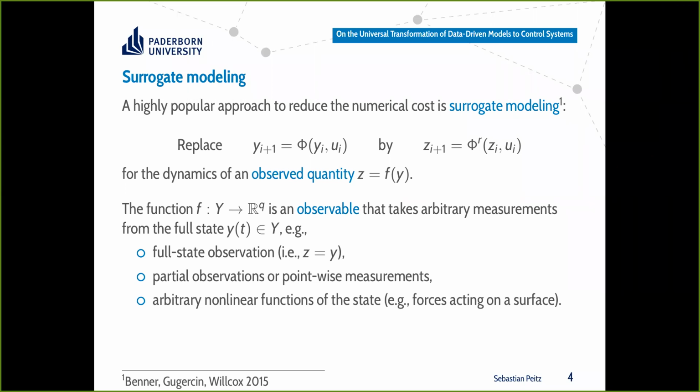So your observable f could be the full state observable, so the identity, then you have z equals y. You could use partial observation or pointwise measurements. And you can also use arbitrary nonlinear functions of the state. For example, in this engineering example that I had in the beginning, you could calculate the forces acting on the surfaces. Or in this pedestrian example, this could be a quantity that depends on all individuals simultaneously or something like this. So we have this approach, replace the phi by some surrogate model phi r.